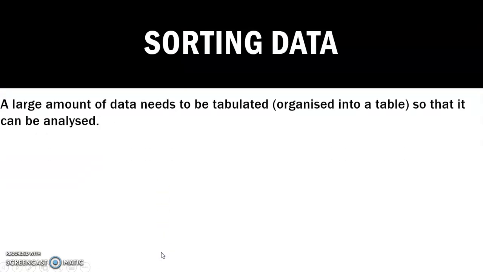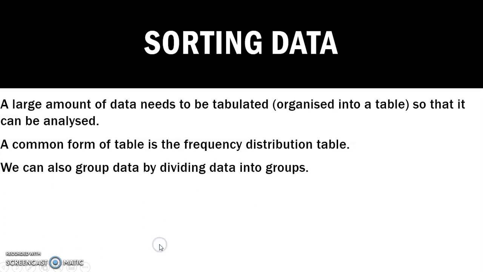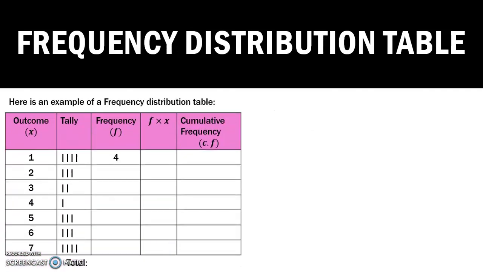Today what we're looking at is statistics, and we're reviewing statistics, and we're going to look at sorting data. So a large amount of data needs to be tabulated, which is organized into a table so that it can be analyzed. A common form of a table is the frequency distribution table, and we can also group data by dividing it into groups, especially when we have a large range of data. So here is an example of a frequency distribution table.